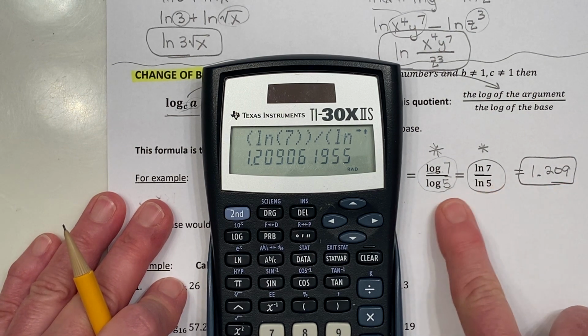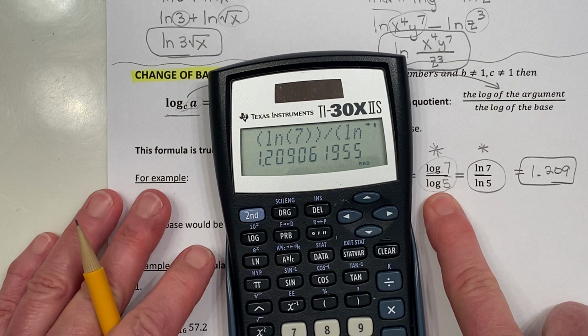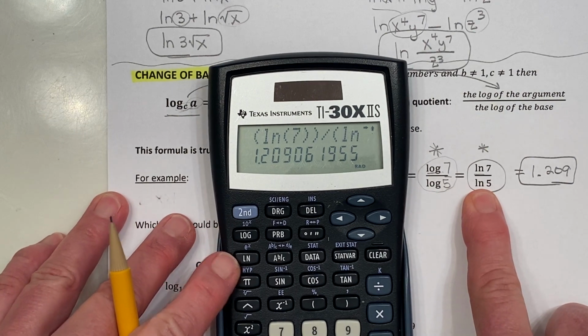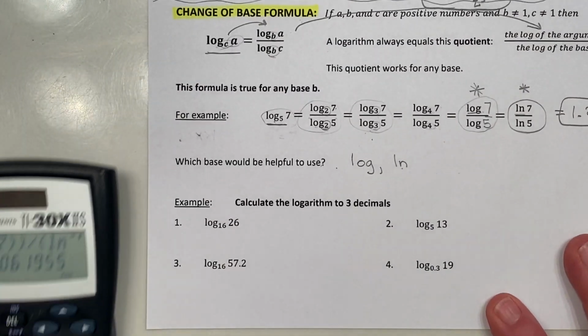So it's really your choice. Which base do you want to use? The base 10, the log button, or the base e, the ln button? Doesn't matter. All right, let's look at example 1.